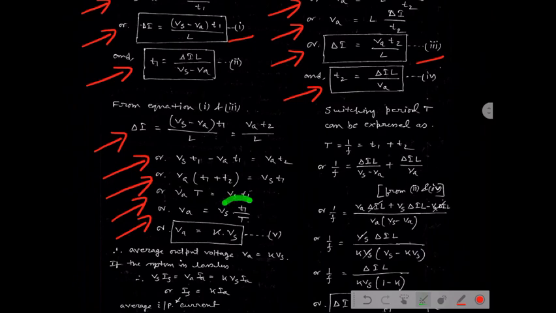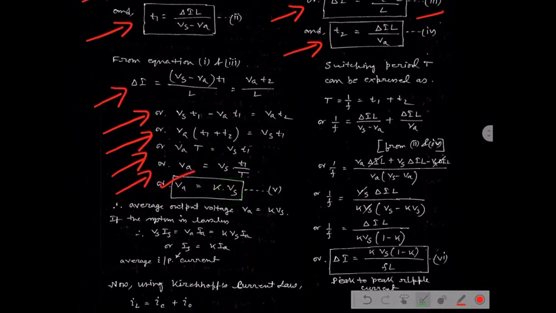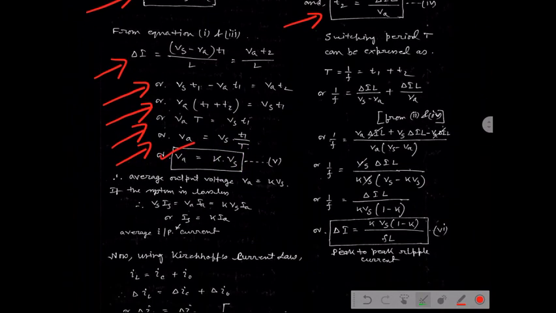As we know, T1 by T means the duty cycle, which is defined by K. So the result is Va equals K into Vs. As in all cases K is always less than 1, that is why the average output voltage Va is always less than Vs. That is why it is well defined as a step down chopper or buck converter.